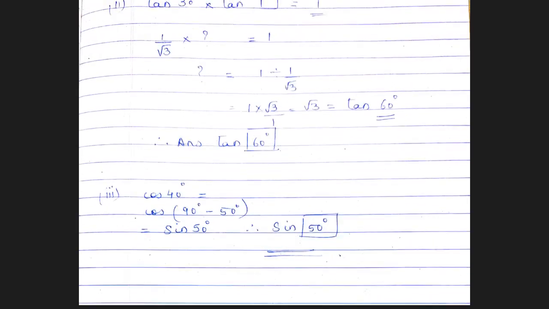Third question, cos 40. 40 can be written as 90 minus 50. Cos of 90 minus theta is sine theta. So my answer is sine of 50 degrees.